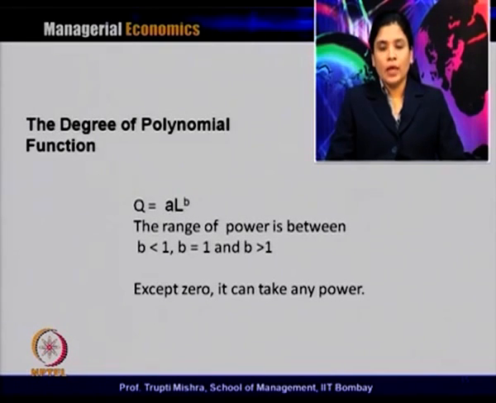Then we will see what is the degree of a polynomial function when the polynomial function is in terms of a power function. So, here in this case the functional form is q is equal to a l to the power b. The range of power is between b greater than 1, b is equal to 1 and b less than 1. So, in this case except 0 it can take any power. So, it may be less than 1 in the negative form, equal to 1, or it may be greater than 1. So, in this case b taking the value of 0 is not possible, it takes any other value, and this is the example of a power function under the polynomial functions.